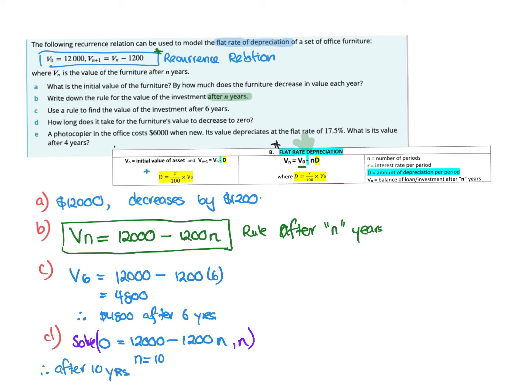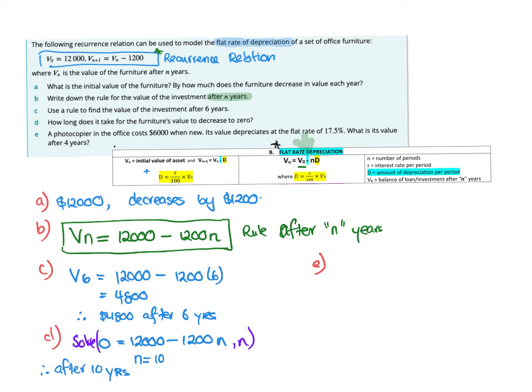Okay, and the last question, do we have another one? E, a photocopier in the office costs 6,000 when new. Okay, look, this is a bit random. Its value depreciates at the flat rate of 17.5%. What is its value after 4 years?